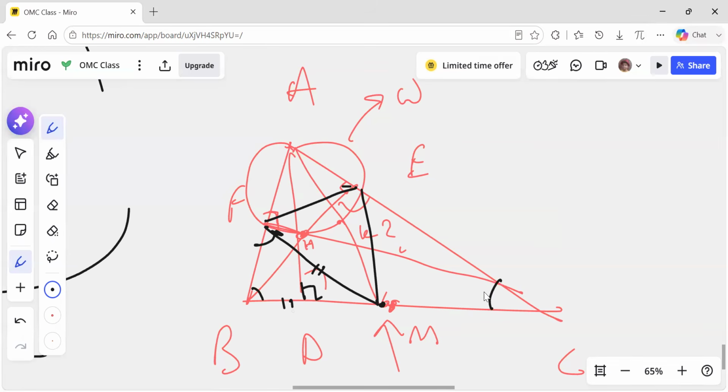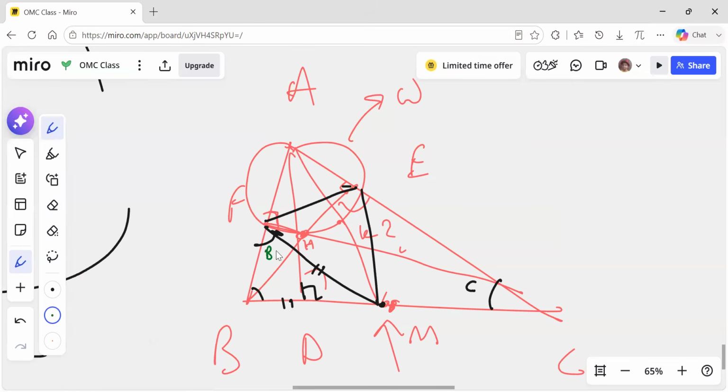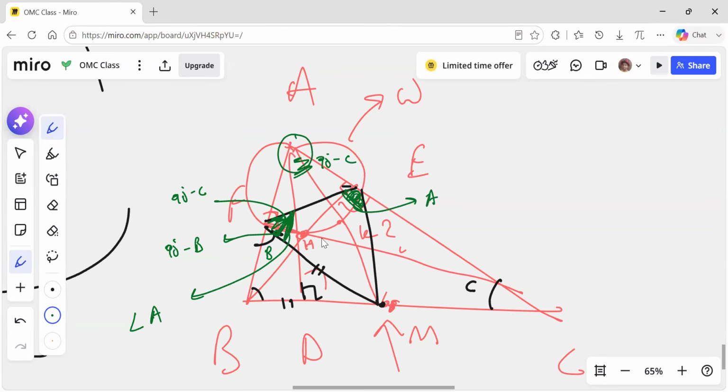Because we have a 90 here, we have a C here. Let me write it down. Okay, this is B. So this small angle is 90 minus B. This is 90 minus C. So this small angle is 90 minus C. So this angle adds up to a total of A. Similarly, this angle is equal to A. And since this angle is A, we get that MF and ME are tangents. Cute angles.